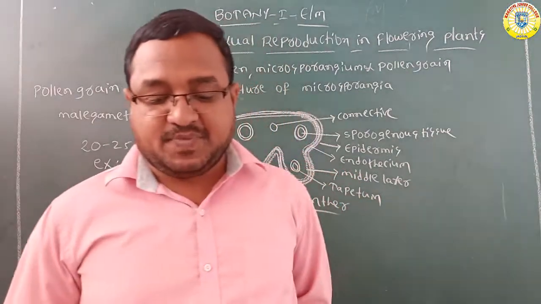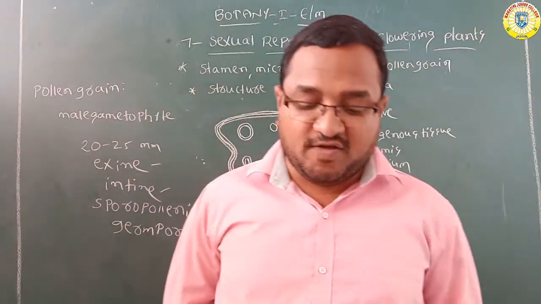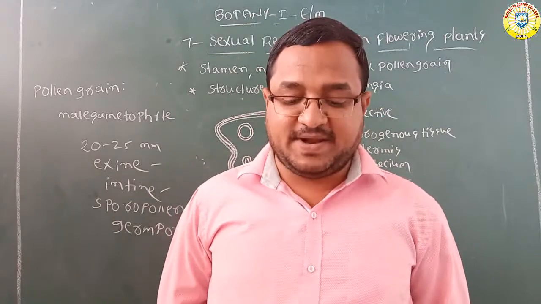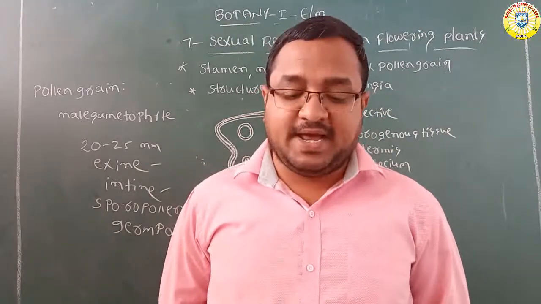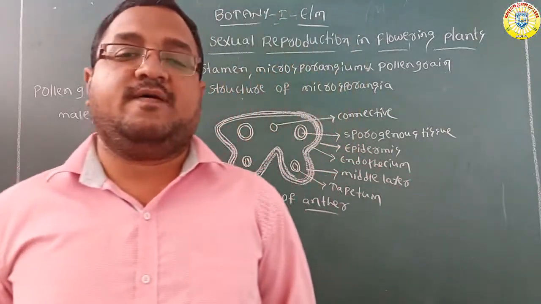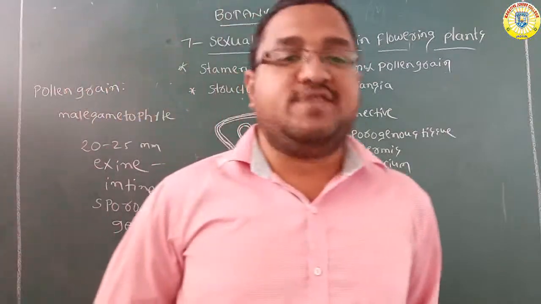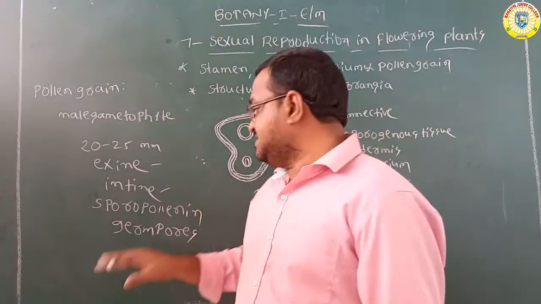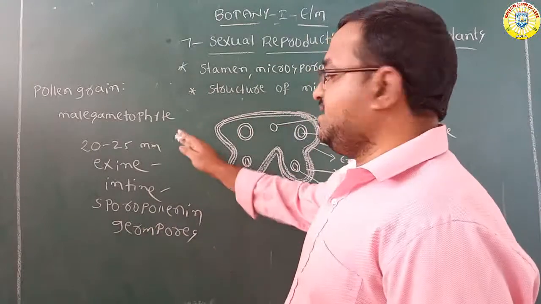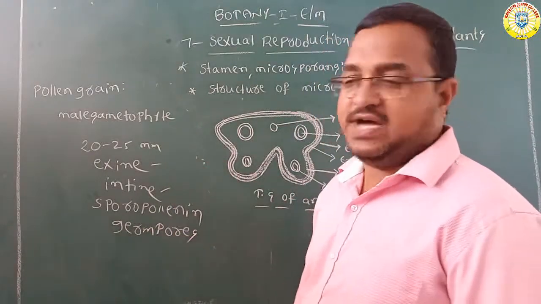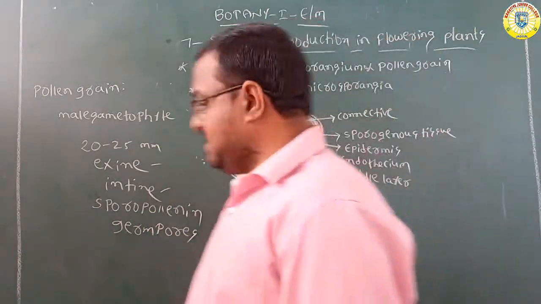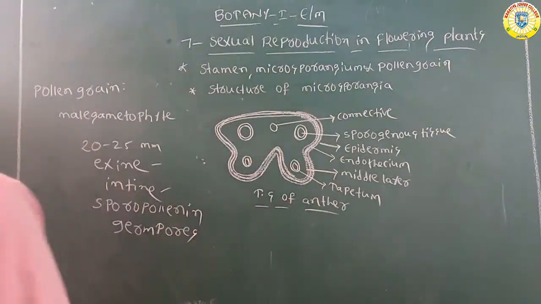Pollen grains are well preserved as fossils because of the presence of sporopollenin. So this is about the external layer, which is the very hard exine. Now what is the innermost layer? Intine.